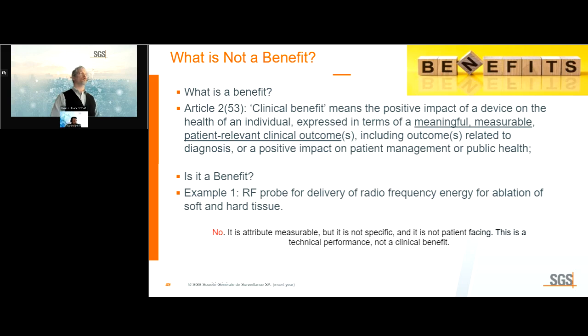This comes down to our original piece of this conversation of intended use versus intended purpose. Delivery of RF energy is technical. It's a thing you do, but it doesn't tell me why. This is not considered to be a clinical benefit.